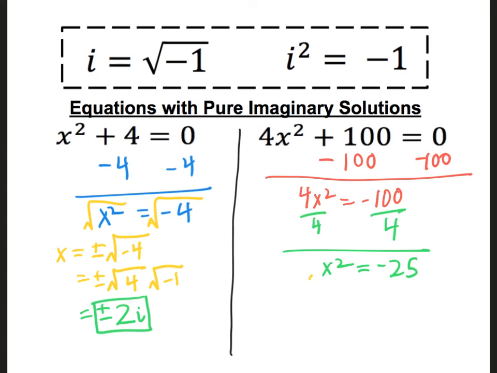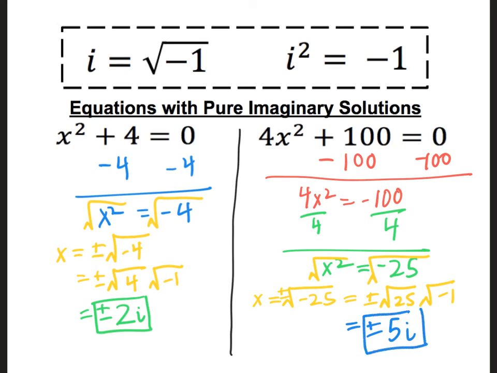And then to get rid of my squared, we take the square root of both sides. We get x equals the square root of negative 25. Don't forget your plus or minus. Again, I'm going to break that down to plus or minus the square root of 25 times the square root of negative 1. And my final answer is going to be plus or minus, the square root of 25 is 5, the square root of negative 1 is i, so we have plus or minus 5i.